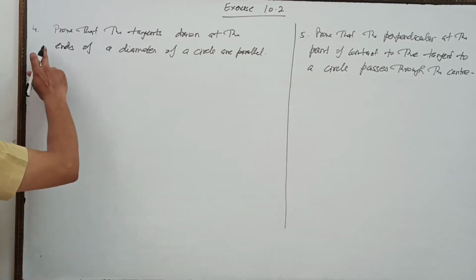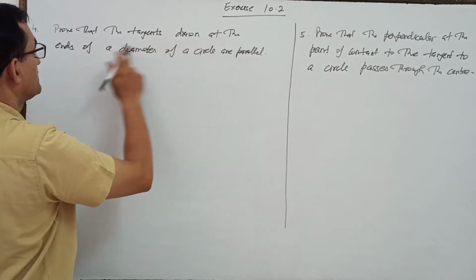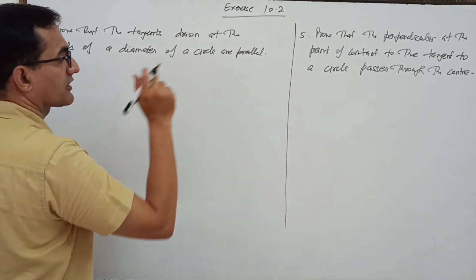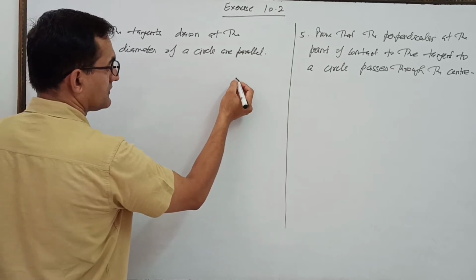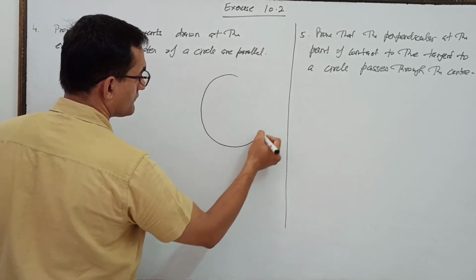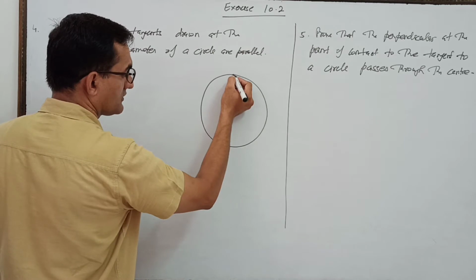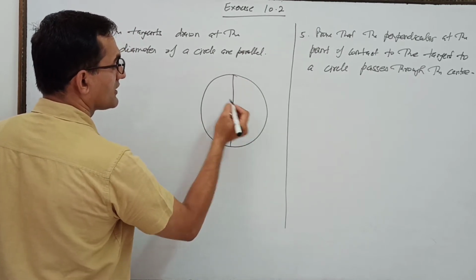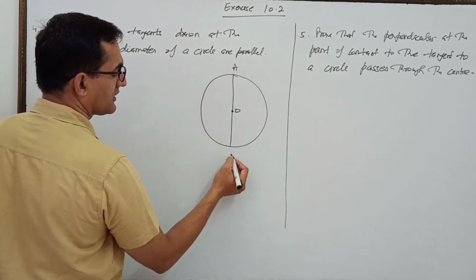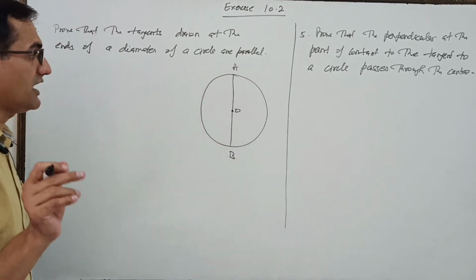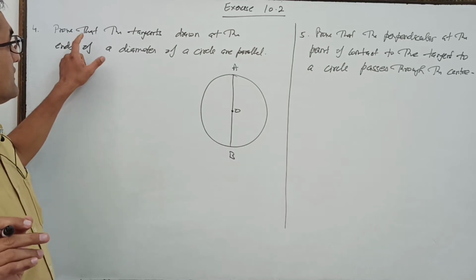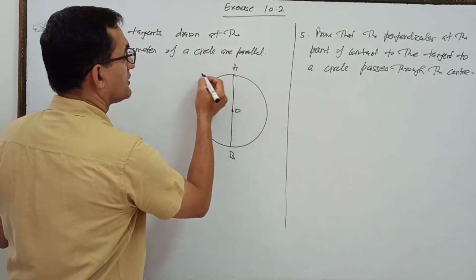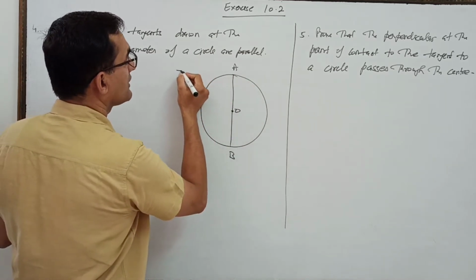Now let's see the fourth question. Prove that the tangents drawn at the end points of a diameter of a circle are parallel. Let this be a circle, this is the diameter, and this one is the center. This point is A and this point is B. We have to prove that the tangents drawn at the end points of the diameter are parallel. Here AB is the diameter.